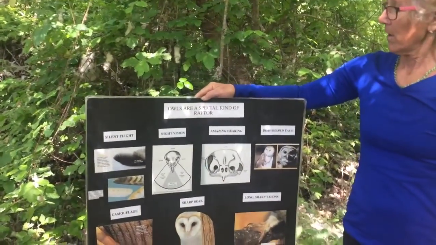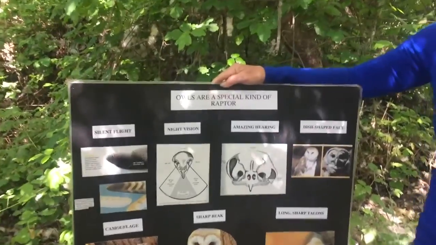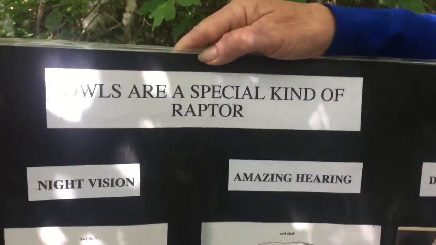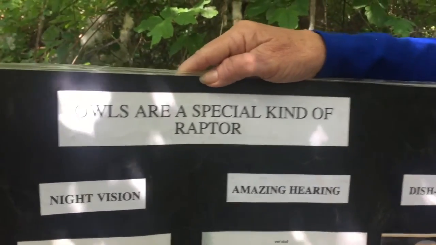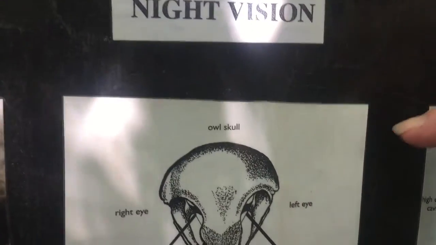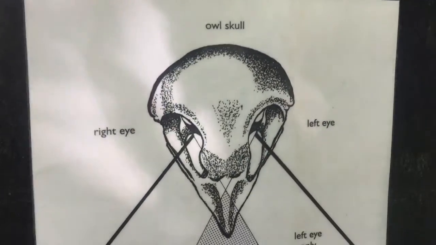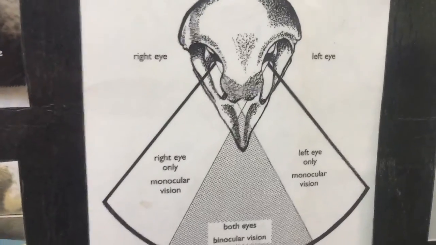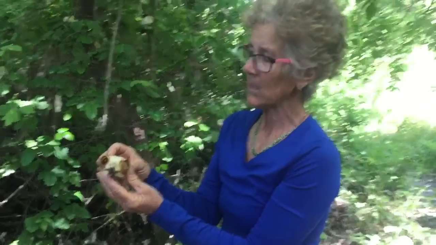Owls are a really special kind of raptor because they hunt at night. We have 18 species of owls in North America, and all but 4 are nocturnal. So let's look at what makes them special and unique. First of all, they have that amazing eyesight that is better than the daytime hunters because they can see well in low light.